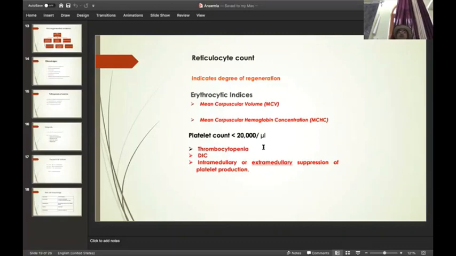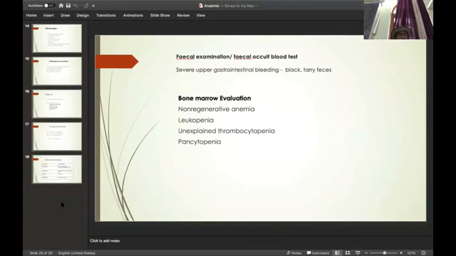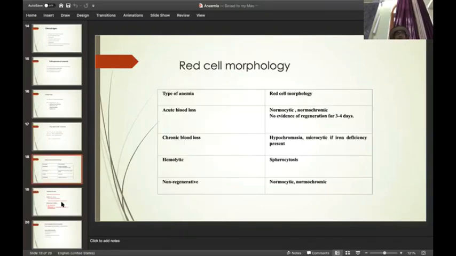Now, platelet count is also very important. For example, there are certain conditions in which the thrombocyte level decreases. That is called thrombocytopenia. If the level is below 20,000 per microliter, it is an indication of severe thrombocytopenia. It means the bleeding is occurring due to a platelet disorder.